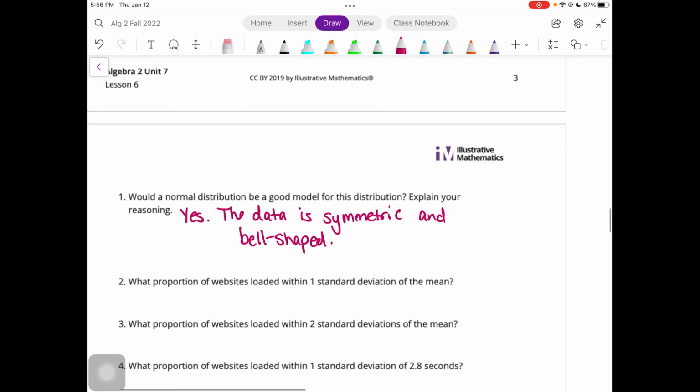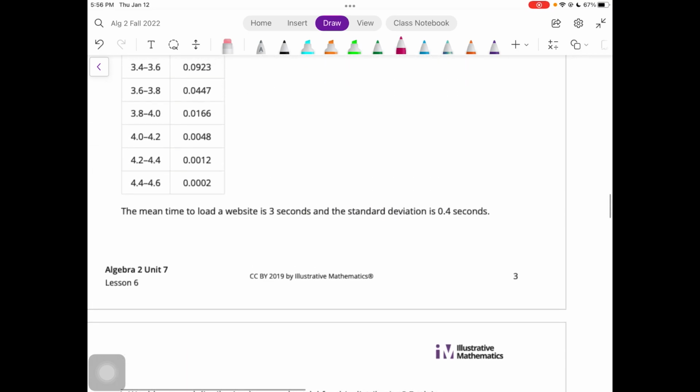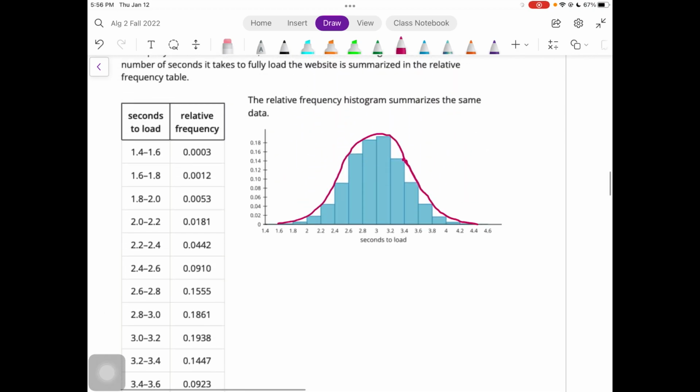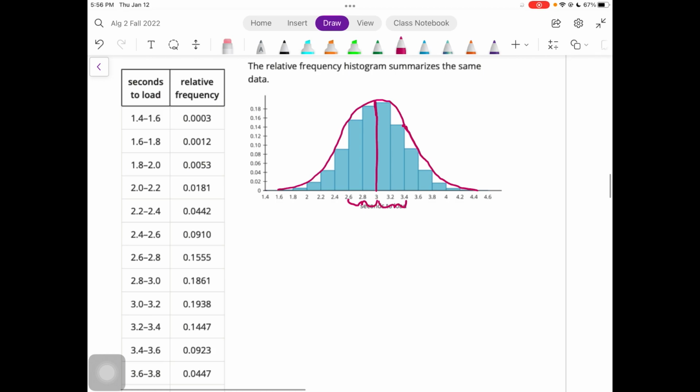What proportion of websites loaded within 1 standard deviation of the mean? Remember, the mean was 3 and the standard deviation was 0.4. So here's the mean, and a standard deviation is 0.4. We're looking at that interval, and so we have 2.6, so that's 0.1555.